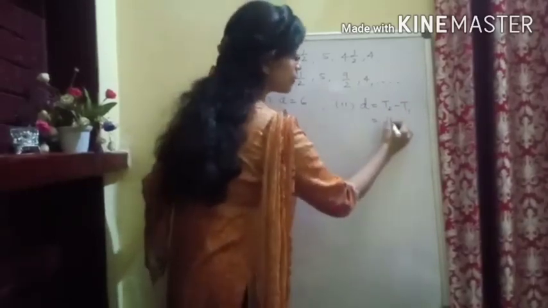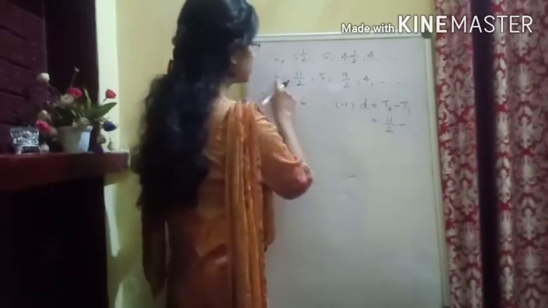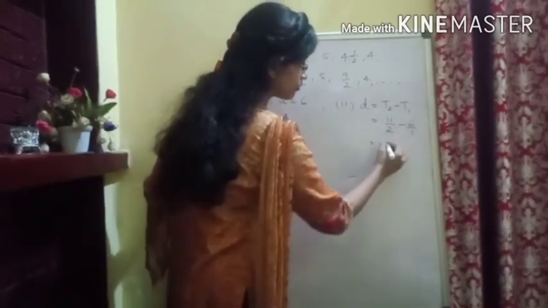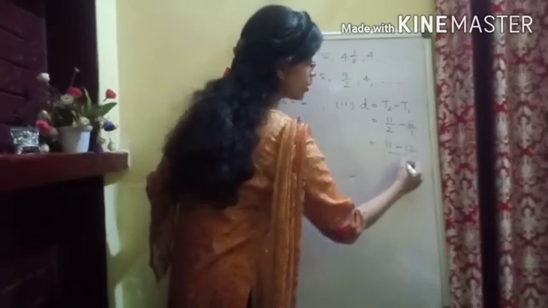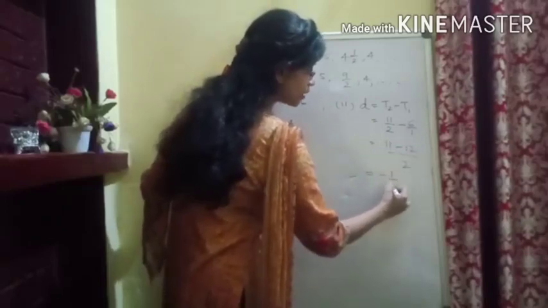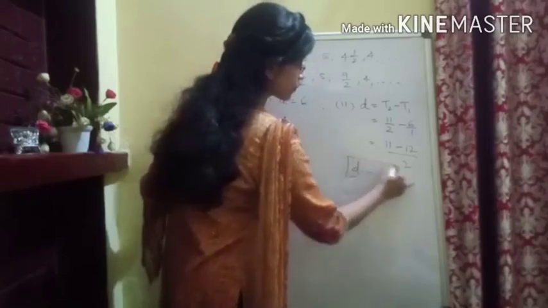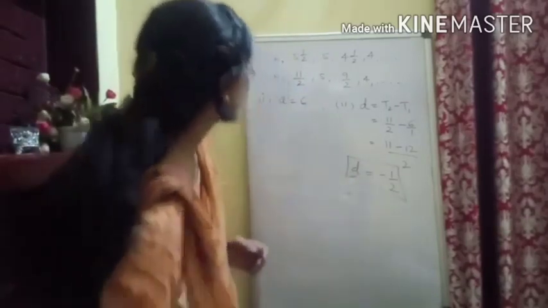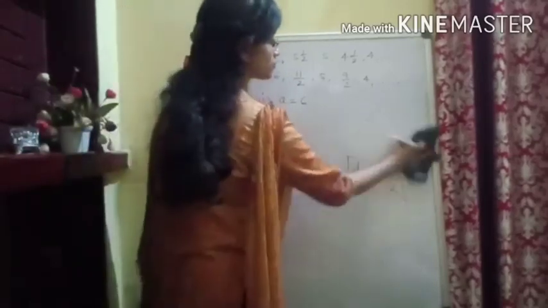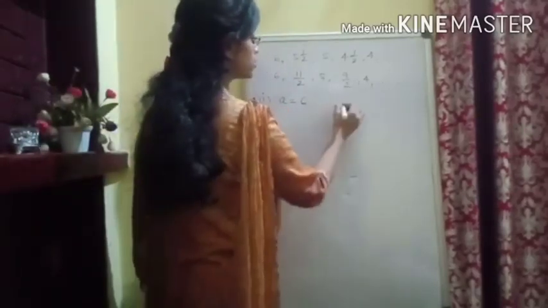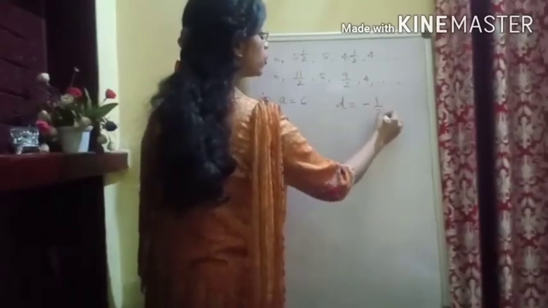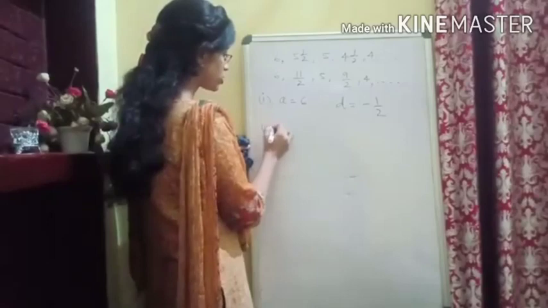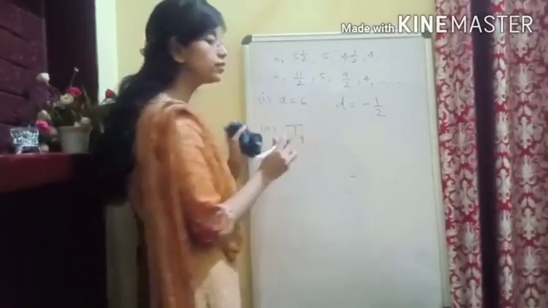T2 is 11 by 2 minus T1 is 6. You need to take the LCM. I hope you all can simplify. That will give you (11 minus 12) upon 2, so it is simply coming minus 1 upon 2. The value of D is coming minus 1 upon 2. The common difference, if I write, it is minus 1 upon 2. Is it clear?